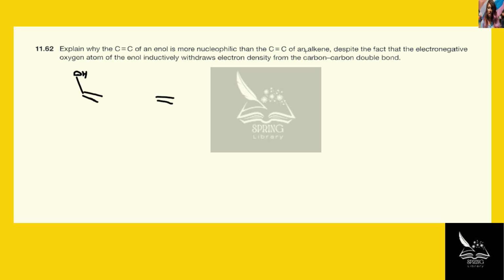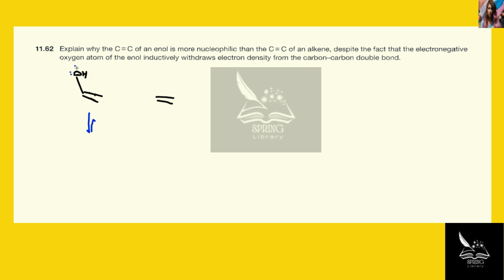despite the fact that this oxygen atom is electronegative, so it inductively withdraws electron density from this alkene double bond. So therefore, you would assume that this would make it less nucleophilic than just an alkene. But remember, enols exist in some sort of tautomer with the more stable keto form.